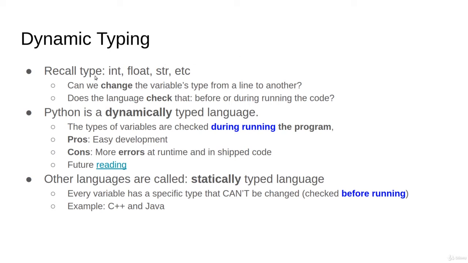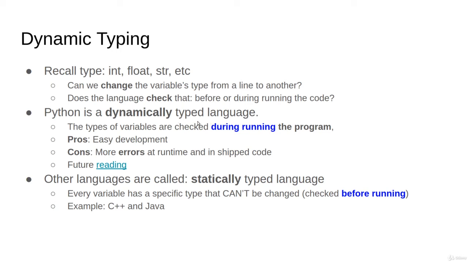So when we have variables like integer, float, string, there are actually two questions in any programming language. Can we change the variable's type from one line to another? And does the language check that before or during the running of the code? Python is a dynamically typed programming language. It means that the types of the variables are checked during the running of the program, and it also allows us to change the variables during this runtime. So this makes it dynamically typed.